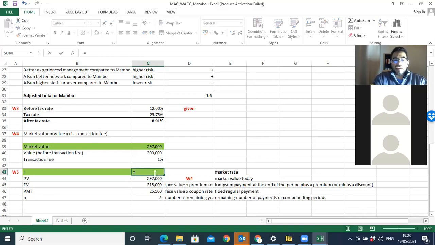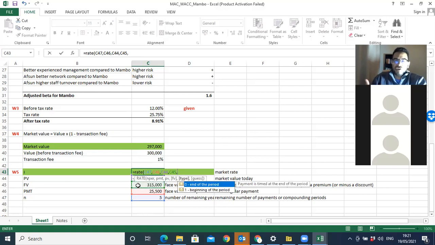So I can say Excel, I'll say rate. To calculate the market rate on Excel, you use a formula called rate. I open up brackets. They want N per year. That is N. They want PMT, that is PMT. Then they want present value, so I'll go to present value first. Then they want future value, so then I select future value. Then you can see there is type.